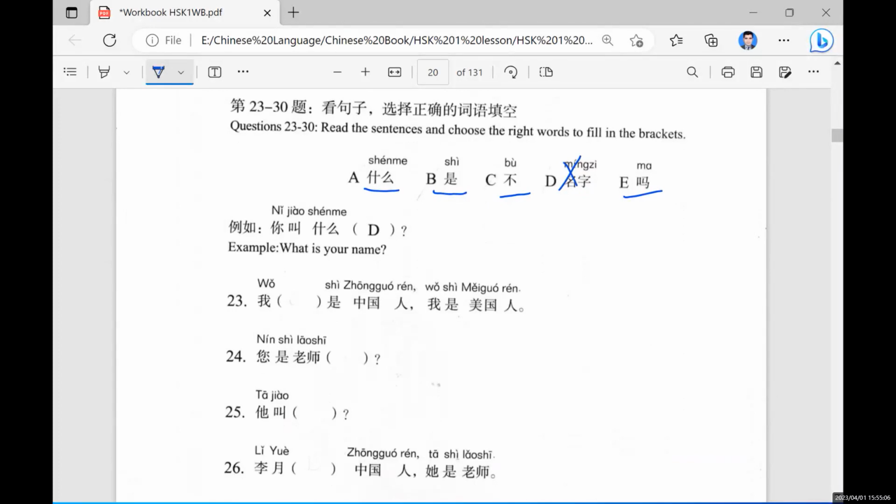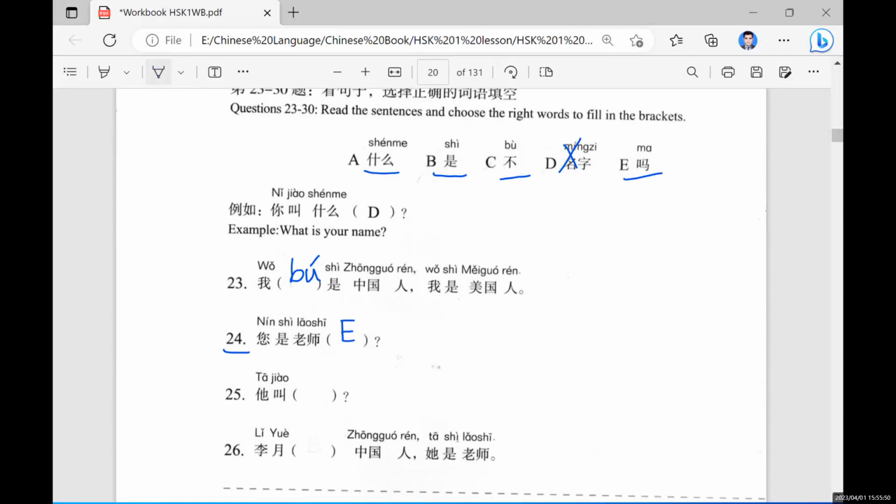Always remember, both not will be the same word. Like in the first verb, they are going to add C, Wo bu shi Zhongguoren, I'm not Chinese. Wo shi Meiguoren, I'm an American. Firstly, they make a negative sentence, then a positive sentence. Always remember, whenever we make a sentence, we use a positive sentence and then a negative sentence, or vice versa. So in 24, Nin shi laoshi, Nin is for respect and honor, Nin shi laoshi ma, and E will be the answer.